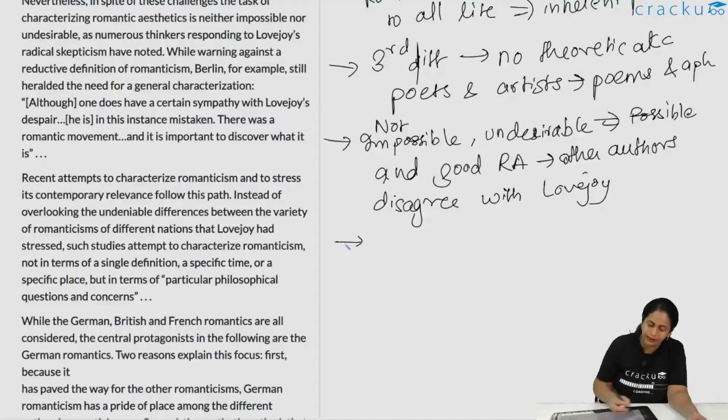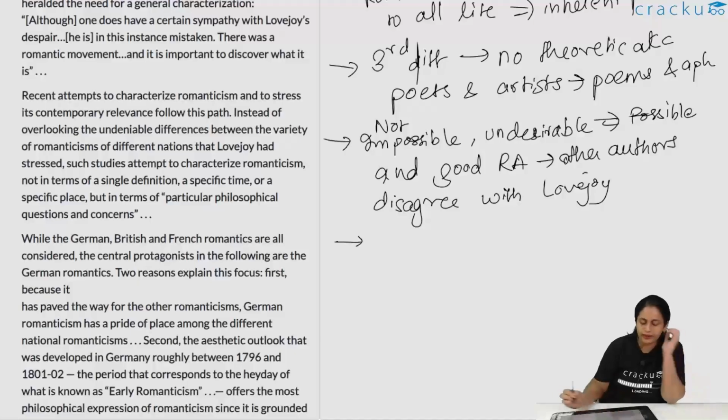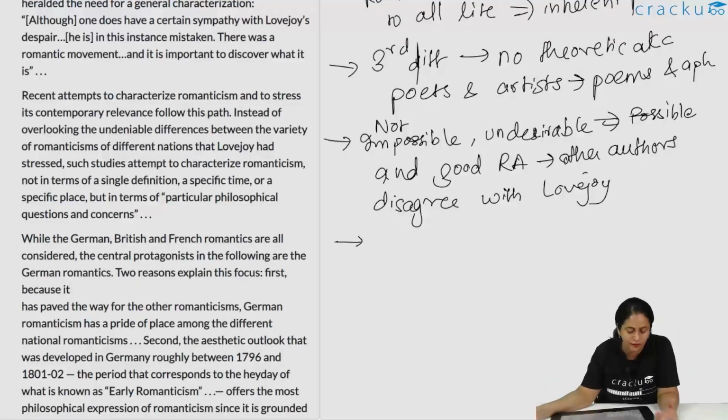Now let's take a look at the next paragraph. Recent attempts to characterize romanticism and to stress its contemporary relevance follow this path. Instead of overlooking the undeniable differences between the variety of romanticisms of different nations that Lovejoy had stressed, such studies attempt to characterize romanticism not in terms of a single definition, a specific time or a specific place, but in terms of particular philosophical questions and concerns.